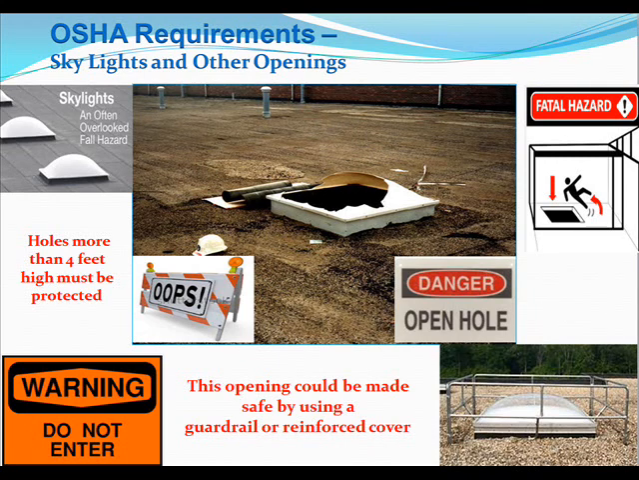Holes: personal fall arrest systems, covers, and guardrails shall be erected around holes, including skylights, that are more than 6 feet above lower levels. Note, all floor holes must be protected against slips and trips, even if less than 6 feet.